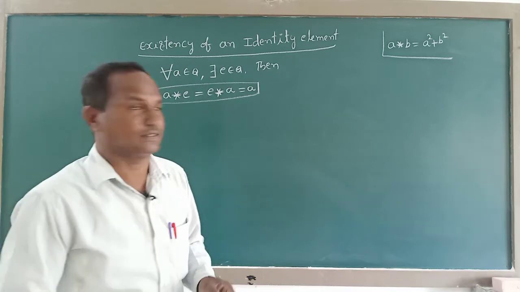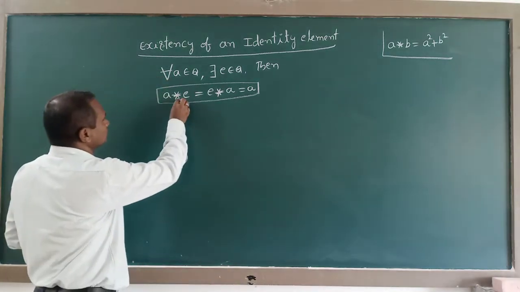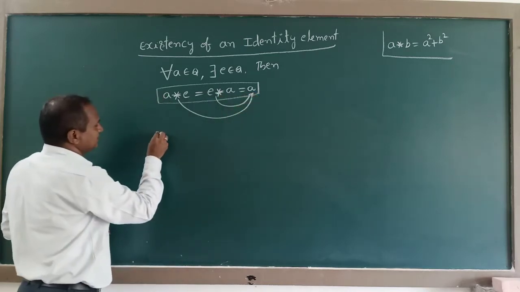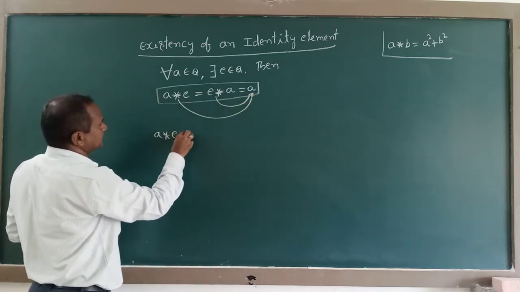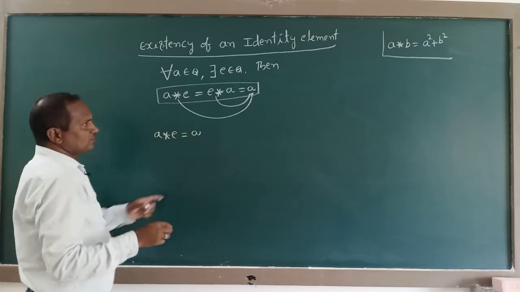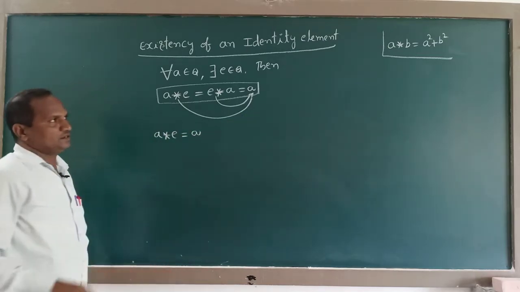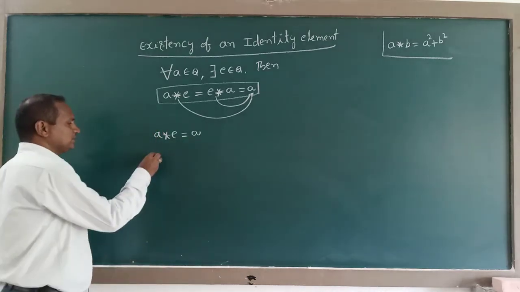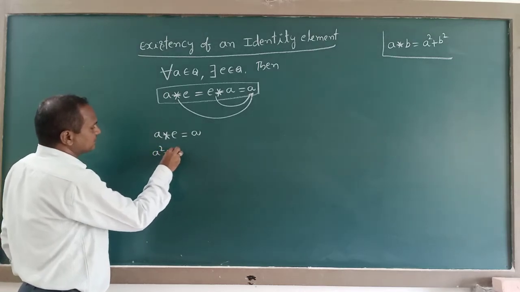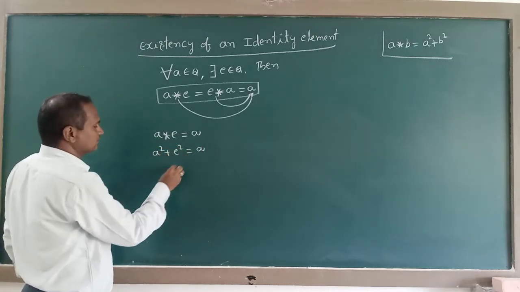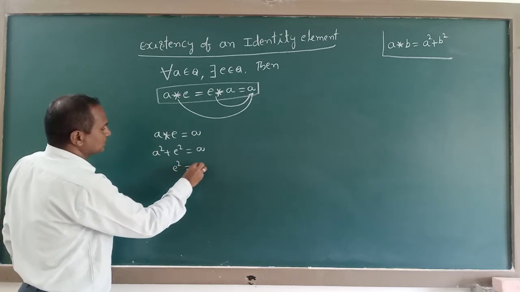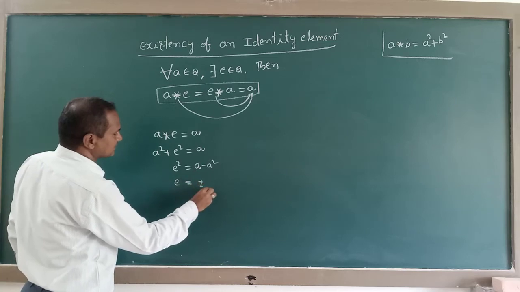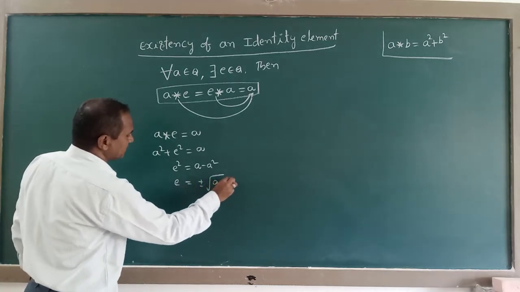Now we are checking for E. Take these two at the same time. A star E is equal to A. The given definition is A star B is equal to A square plus B square. Apply the same definition here. Then A square plus E square is equal to A, so E square is equal to A minus A square, and E is equal to plus or minus square root of A minus A square.